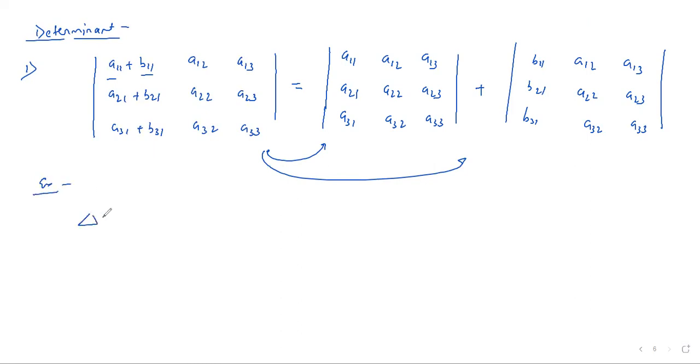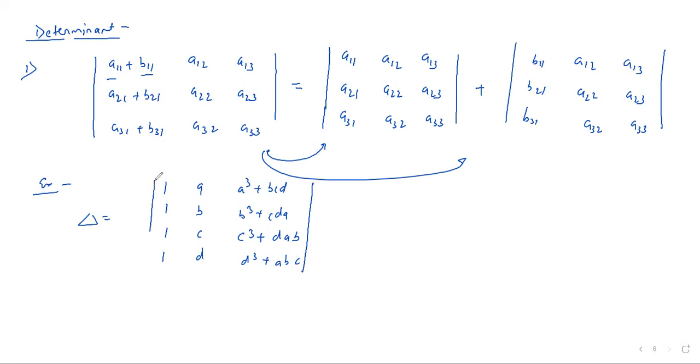Let's say I want to find the determinant of this: 1, 1, 1, 1, A, B, C, D, and A cube plus BCD, B cube plus CDA, C cube plus DAB, and D cube plus ABC. We need to find the determinant of this. Finding it directly by putting in the values and finding minors and cofactors would be quite complicated here, so we will do simpler calculations.